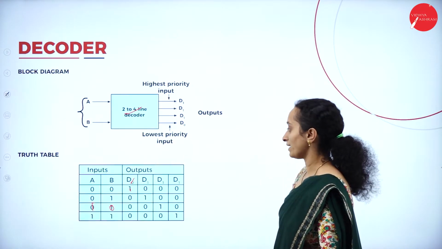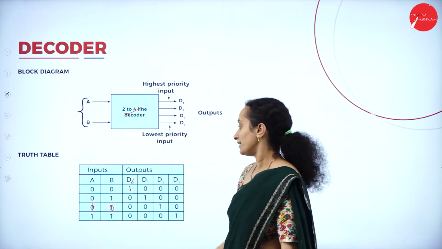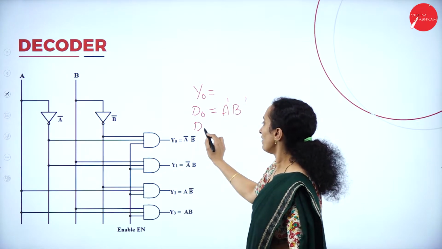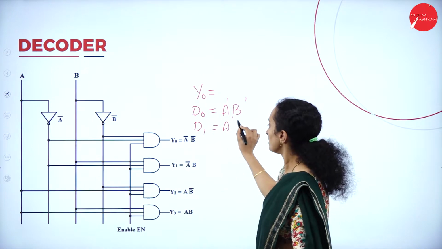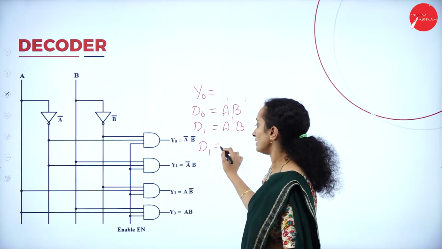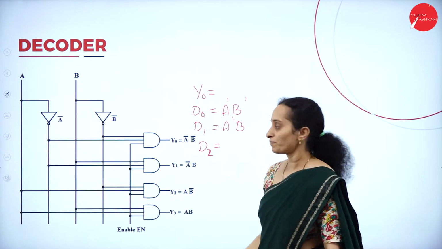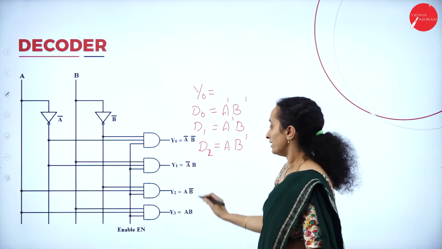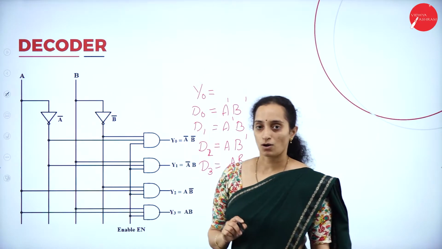When you look at the truth table, when both the values are 0, that is A dash and B dash, D0 will be enabled. The next one, D1, will be enabled when there is A dash B, that is 0, 1. Another is Y2, or D2, which you can take as A B dash. The last output is enabled when both the inputs are in non-complement form.